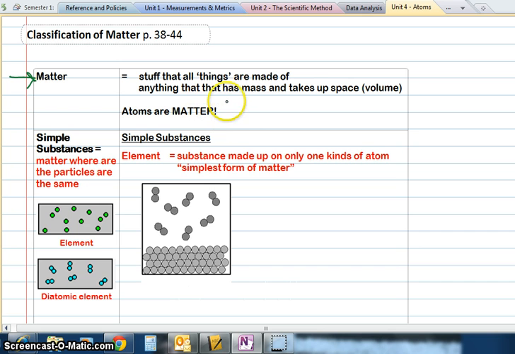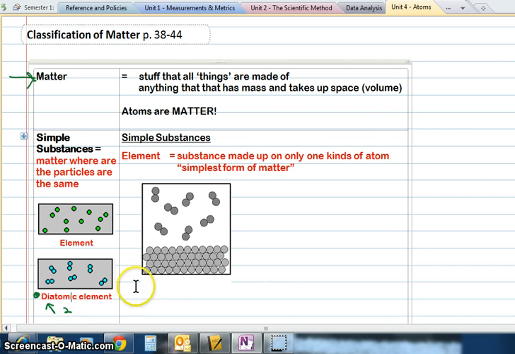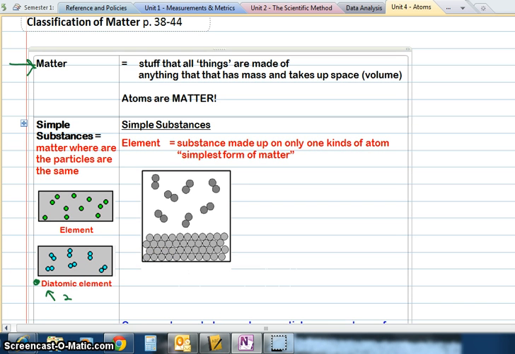So atoms are matter. The simplest substance that you get is a substance that has only one kind of atom, and we call that an element. It's the simplest form of matter. The atoms might be stuck together, but each atom is the same. So you can have single atoms that are all the same, or atoms that come in pairs that are all the same, and that has a fancy name called a diatomic element. Di, think dice. Di means two. So two atoms. Elements are simple, it's easy, it's a matter where all the particles are the same, and there's only one kind of particle.